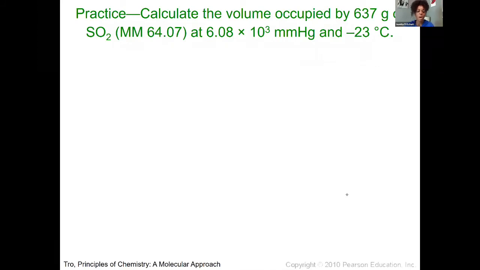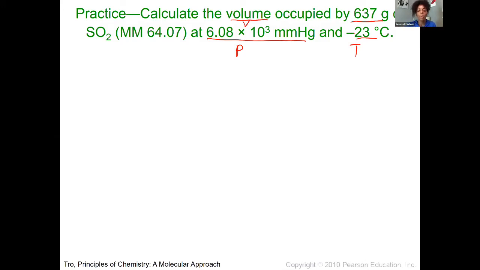Okay. For this next problem, we're asked to calculate the volume occupied by 637 grams of SO2 at 6.08 times 10 to the third millimeters of mercury and negative 23 degrees Celsius. So if we look here, we're looking to solve for the volume, and we have a mass. We also have a pressure and a temperature. Again, notice in this problem, it's not going from one variable set to another variable set. It's basically saying we're at these conditions, find this variable.